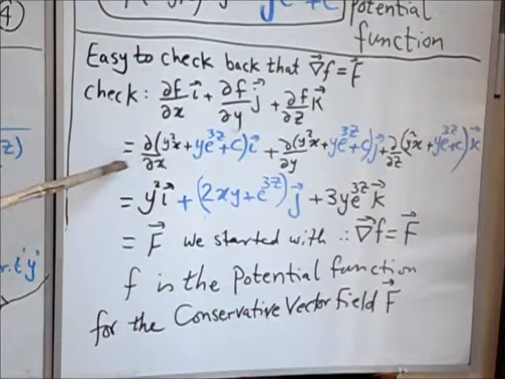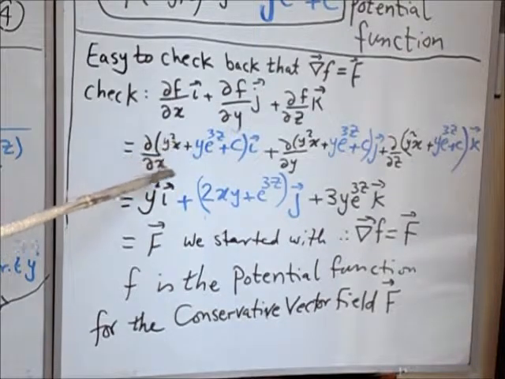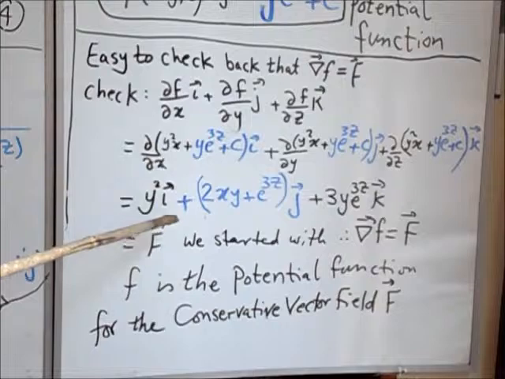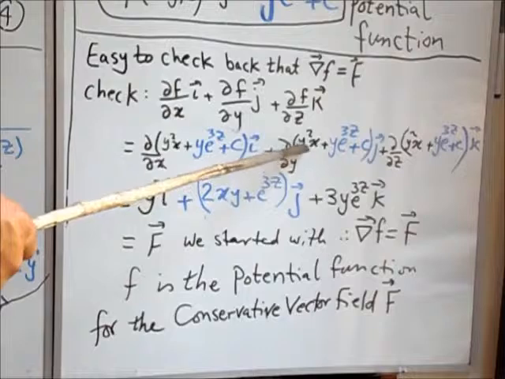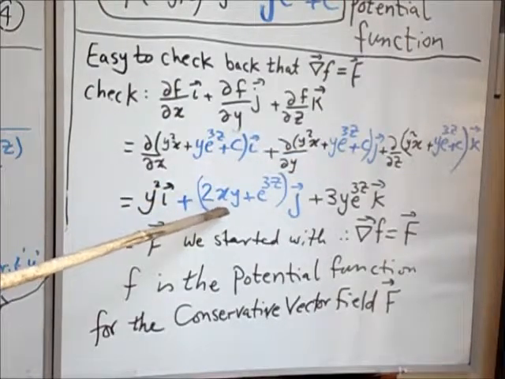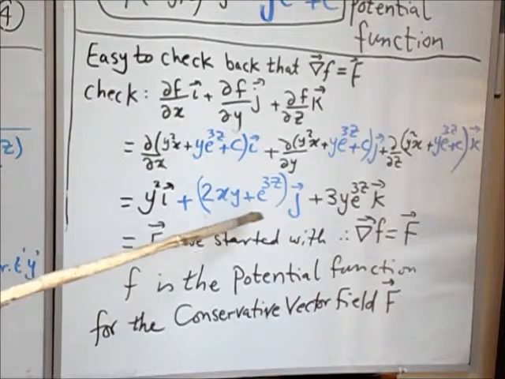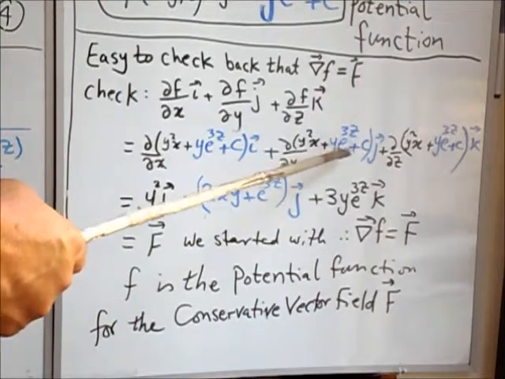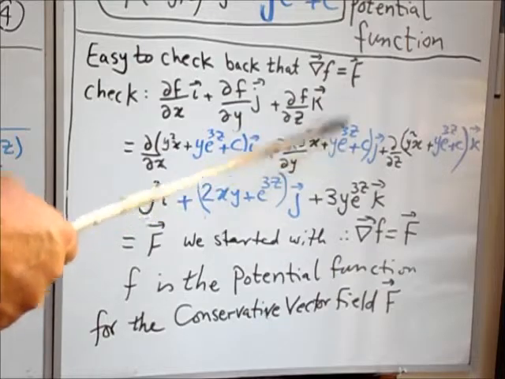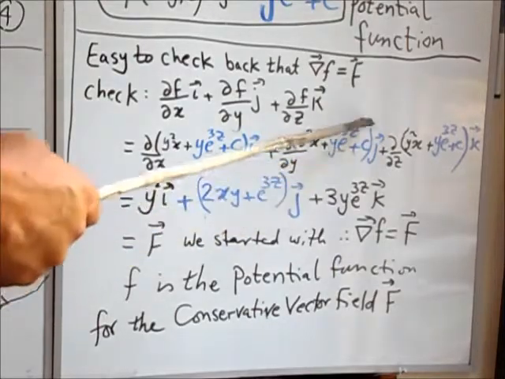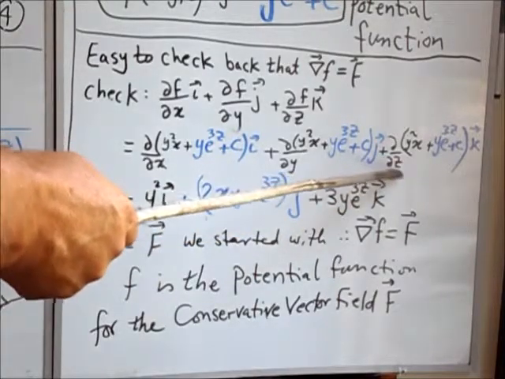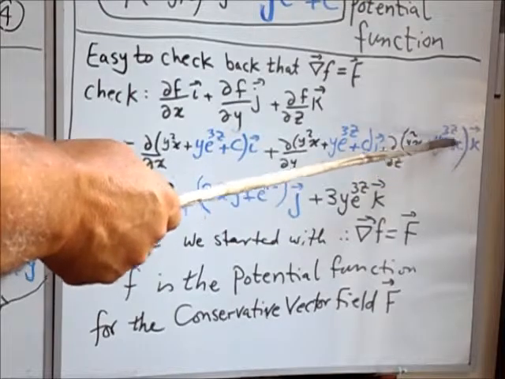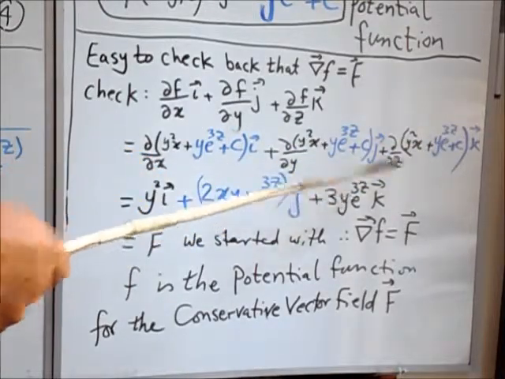Now if we do the partial derivative of this part with respect to x, that will give you y squared i. The other terms become 0. Now with respect to y, this one has y, so this becomes 2xy, plus this one also has y, so e^(3z) is treated as a constant, j. Plus with respect to z, this is the only one that has z, so we got 3 in front, 3y e^(3z).